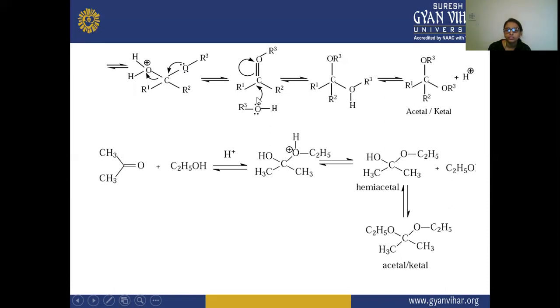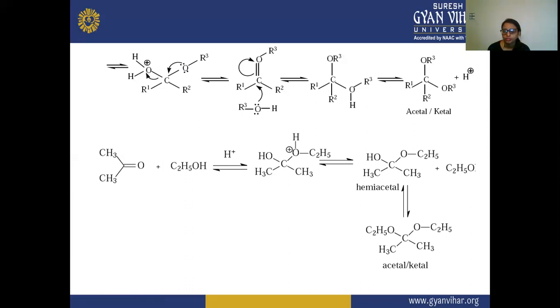After the alcohol attaches to this carbon, you will see there is a formation of this bond. Here the bond is formed, and after that, from this OR you will see this hydrogen is removed from here. There is a removal of this hydrogen atom, and there is a formation of this acetal or ketal.